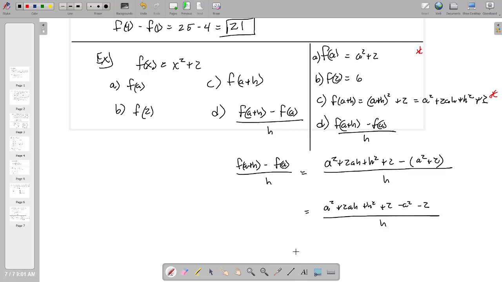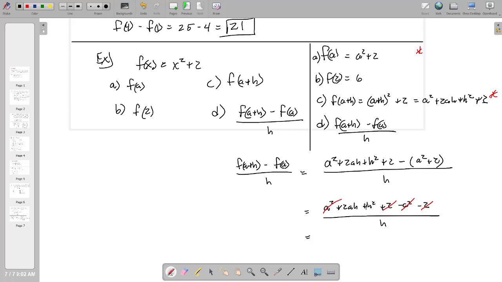Now, I want you to notice that everything without an h will cancel. A squared minus a squared, 2 minus 2. So we get cancellation here, and we get cancellation here. Everything in the numerator has an h. That won't always be the case. Sometimes you'll need to manipulate things a little bit further, but that will be taken at another time. For this section, it suffices to show this.